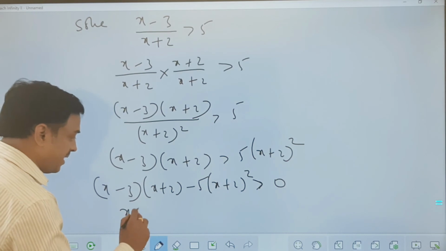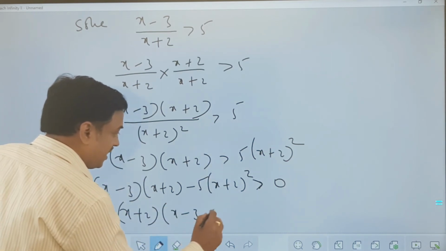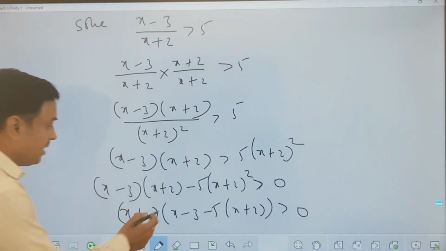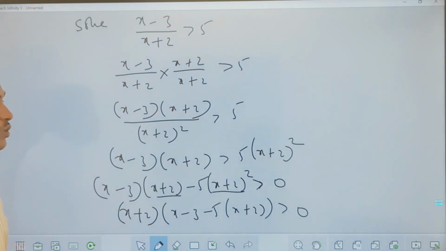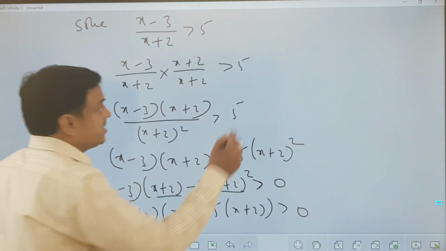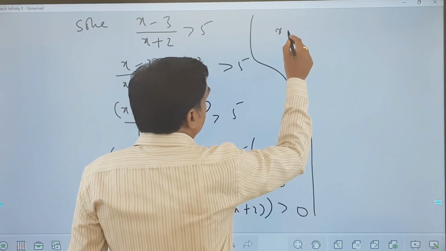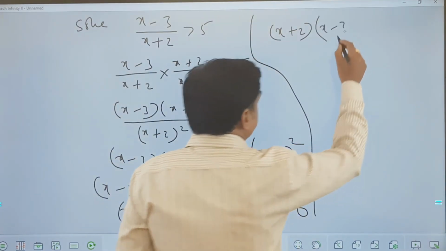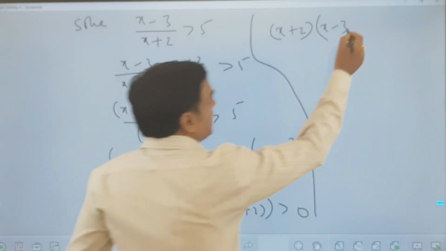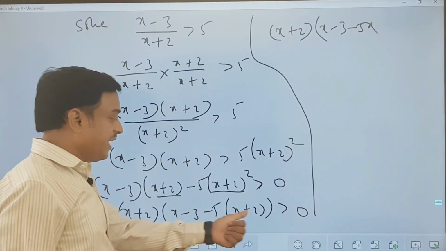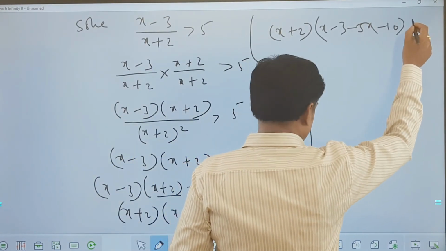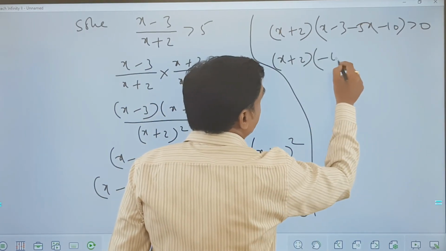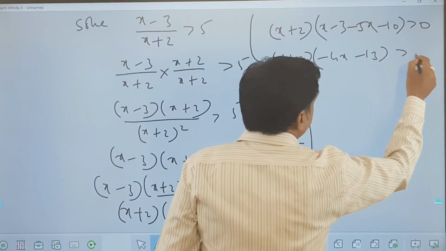Okay, now you take x plus 2 common, you will get x minus 3 minus 5 times x plus 2 greater than 0. I repeat, here I have x plus 2, here I have x plus 2, I have taken x plus 2 common. Fair enough? Now simplify this. I will have x plus 2 into, now if I open the bracket part, I will get x minus 3 minus 5x minus 10, which is greater than 0. Further on simplification, I will get x minus 5x as minus 4x and minus 13 greater than 0.